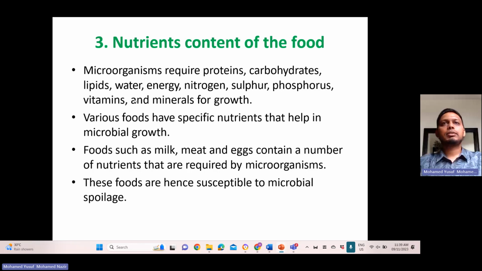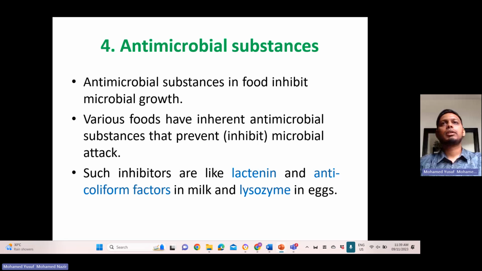And then the third factor is the nutrient content of the food. Obviously, in order for the microbe to grow, it requires a lot of macro and also micronutrients. So it requires protein, carbohydrate, and so on in order for it to grow. Because of this nutrient-rich content of the food, it can be easily susceptible to microbial spoilage.